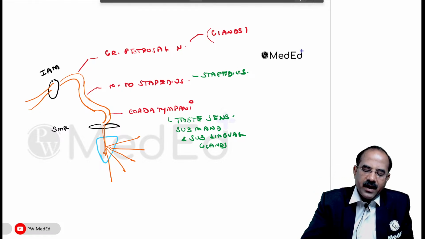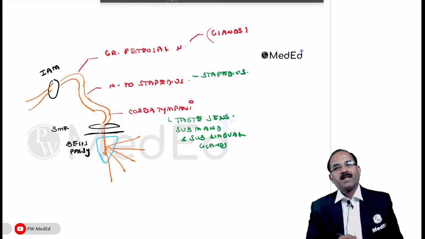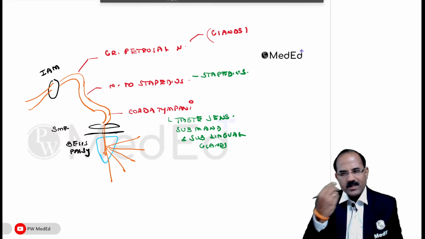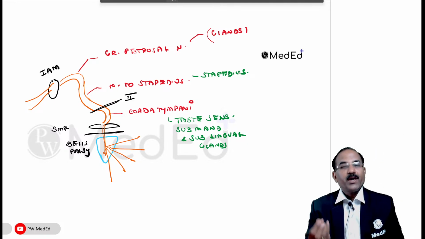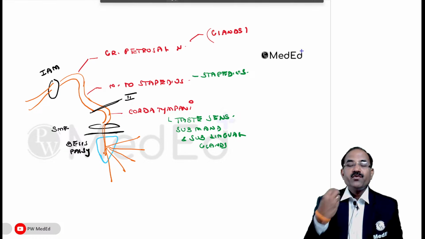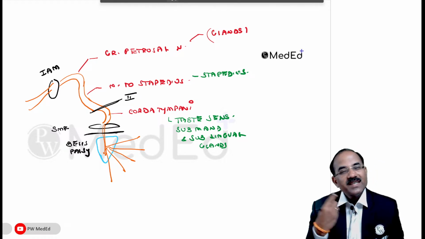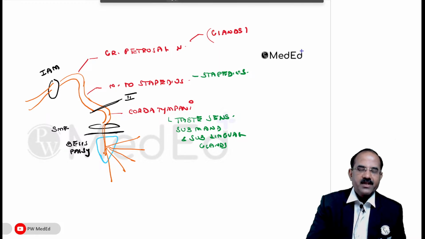Now, students, if the facial nerve is injured here, what is this known as? Bell's palsy. There will be a paralysis of the face. The entire half of the face is paralyzed. If the injury is just above the stylomastoid foramen, in addition to facial paralysis, the person will complain of loss of taste sensations from the anterior 2/3 of the tongue, loss of secretions from the submandibular and the sublingual glands. This will be intact.